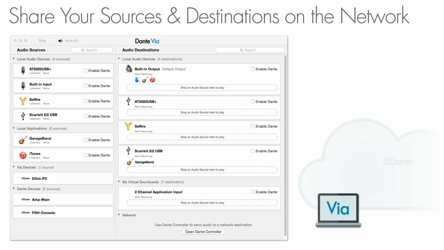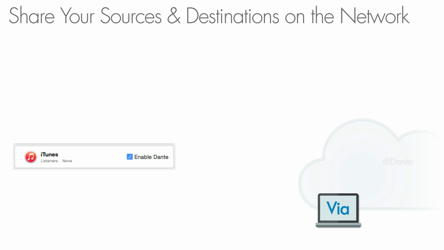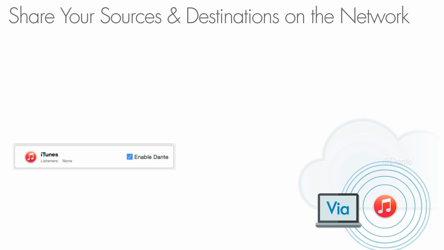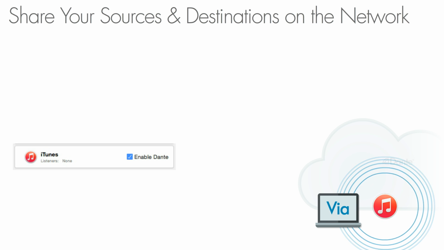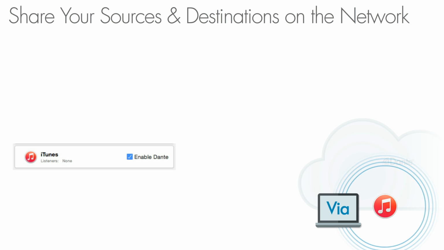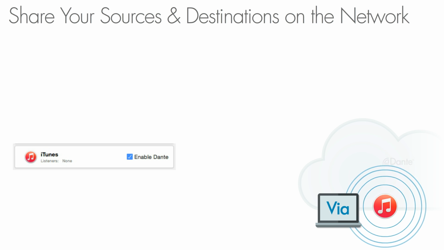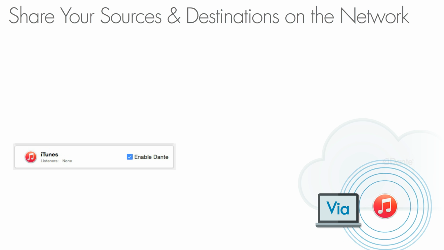The Enable Dante checkbox allows any audio source or destination on your computer to participate with a Dante network. This means that you can send and receive audio with remote audio equipment with the ease of use and high performance of Dante audio networking. It also allows other Dante Via users on the network to connect with one another, sharing audio from a common source. When Enable Dante is deselected, the device or application is no longer available over the network.